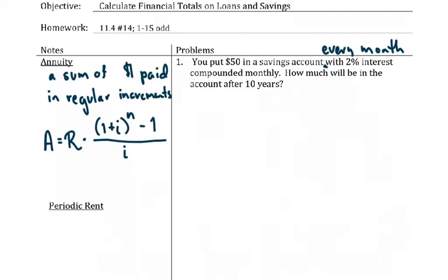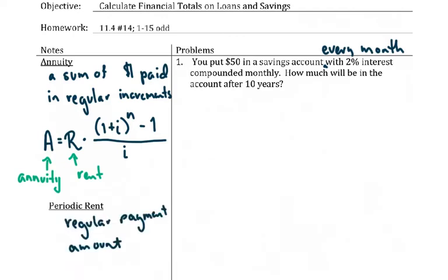Here A is the total sum of the annuity. R is what's called the periodic rent, which you can see we've got defined down here as just the regular payment. So in this case, the $50 or whatever your monthly amount would be. I is your interest rate, and then N is the number of payments total. It's a little short on space.